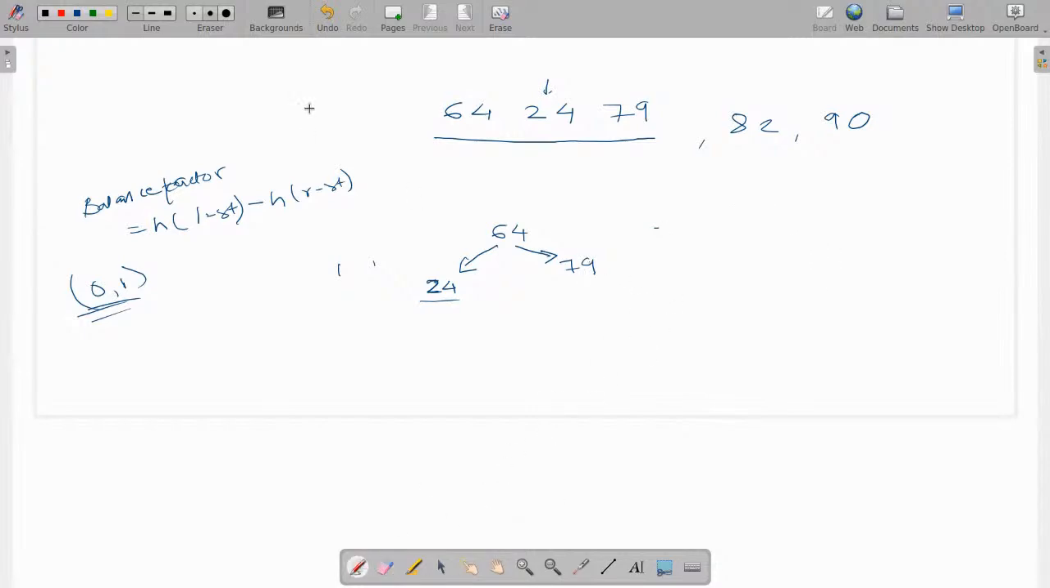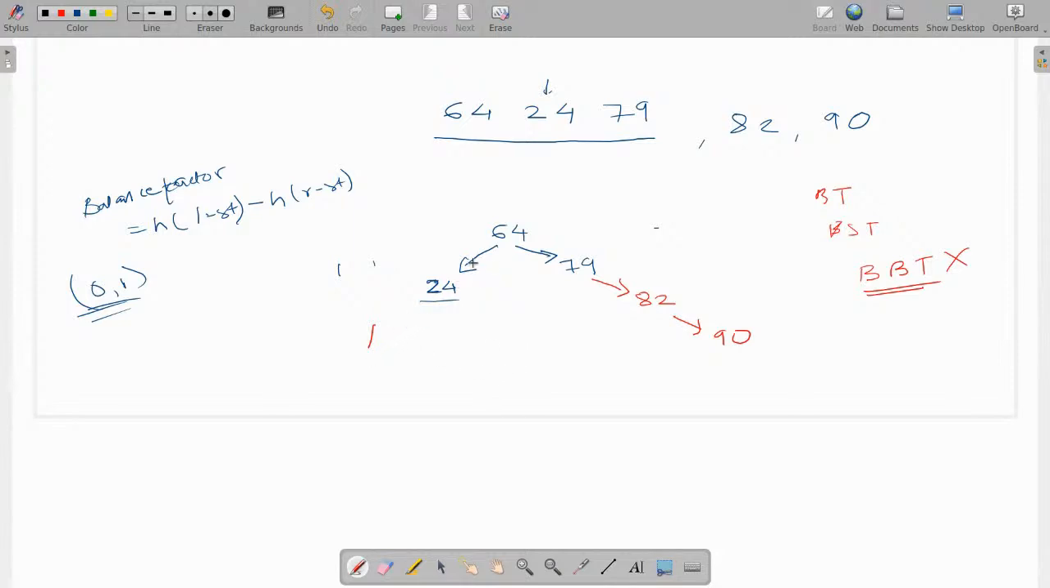In this case, what happened? By just appending 82 and 90, the tree is a binary tree now. The tree is a binary search tree now. But what's happening here is this is not a balanced binary tree. Why is it not a balanced binary tree? Because here the height is 1 and on this side the height is 2.